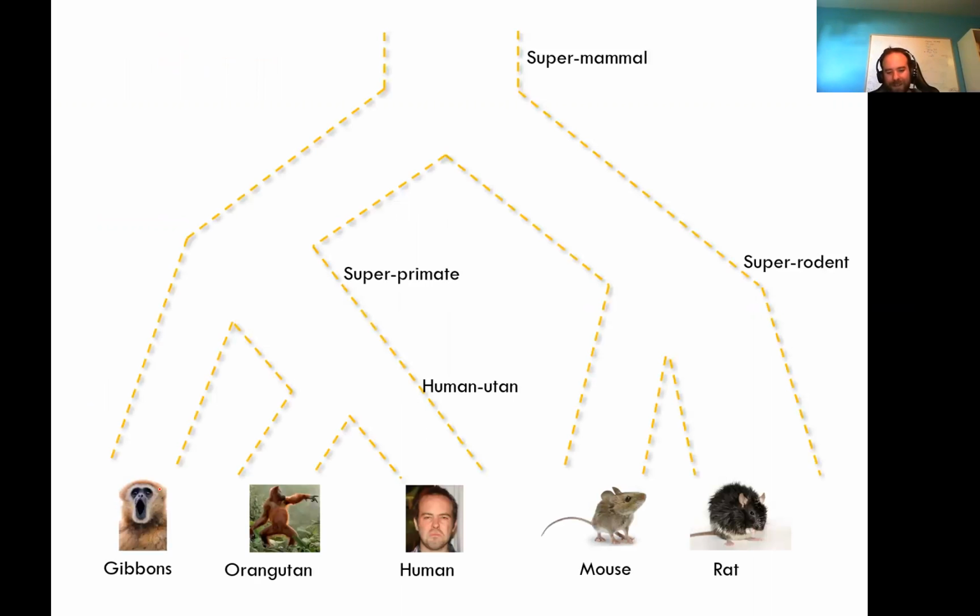So as I said, I'll talk about the very basics. So here's a species tree. I assume we've all seen a gene species tree before.